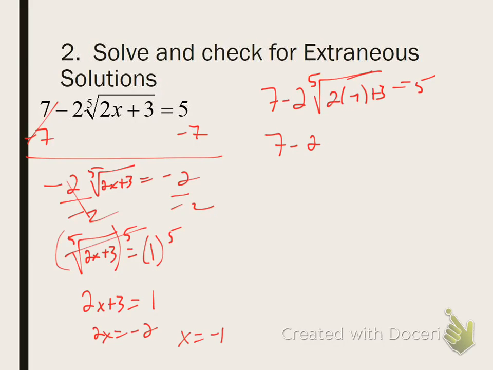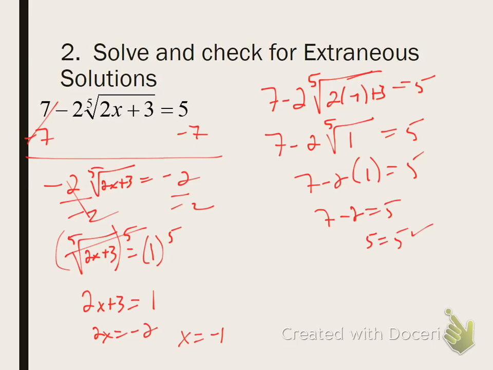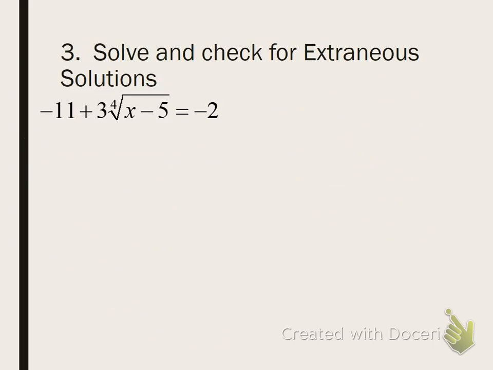So 7 minus 2, 5th root of 2 times negative 1 is negative 2. Negative 2 plus 3 is 1. So we go 7 minus 2 times the 5th root of 1, which is 1. And then we go 7 minus 2. And then 5 equals 5. So this works. Negative 1 is definitely a solution. Okay? But getting in the habit of checking.